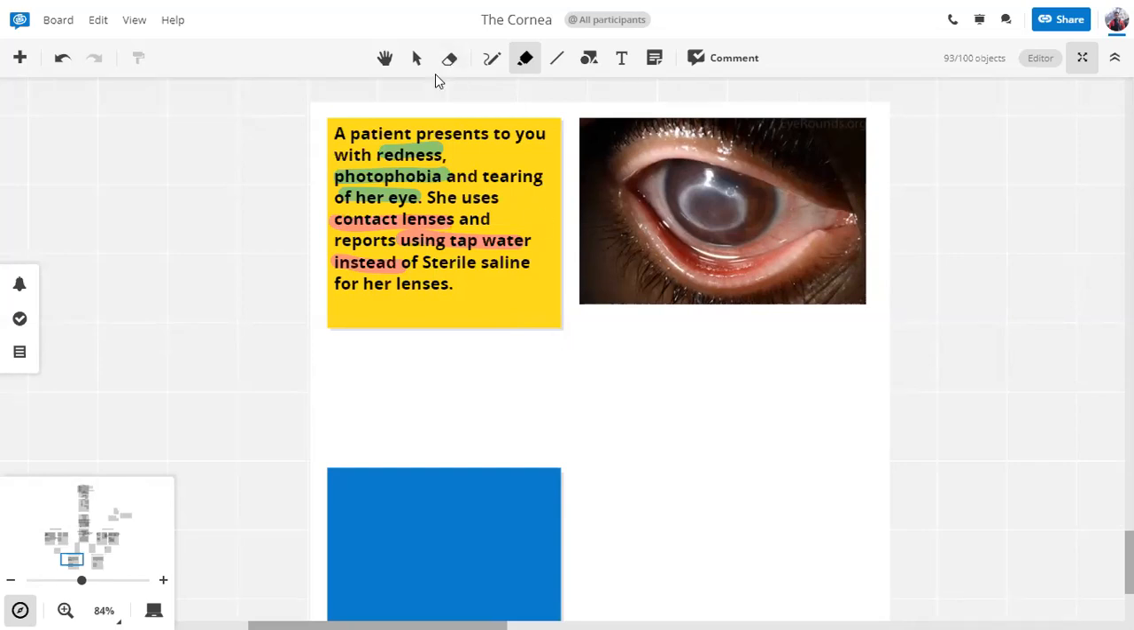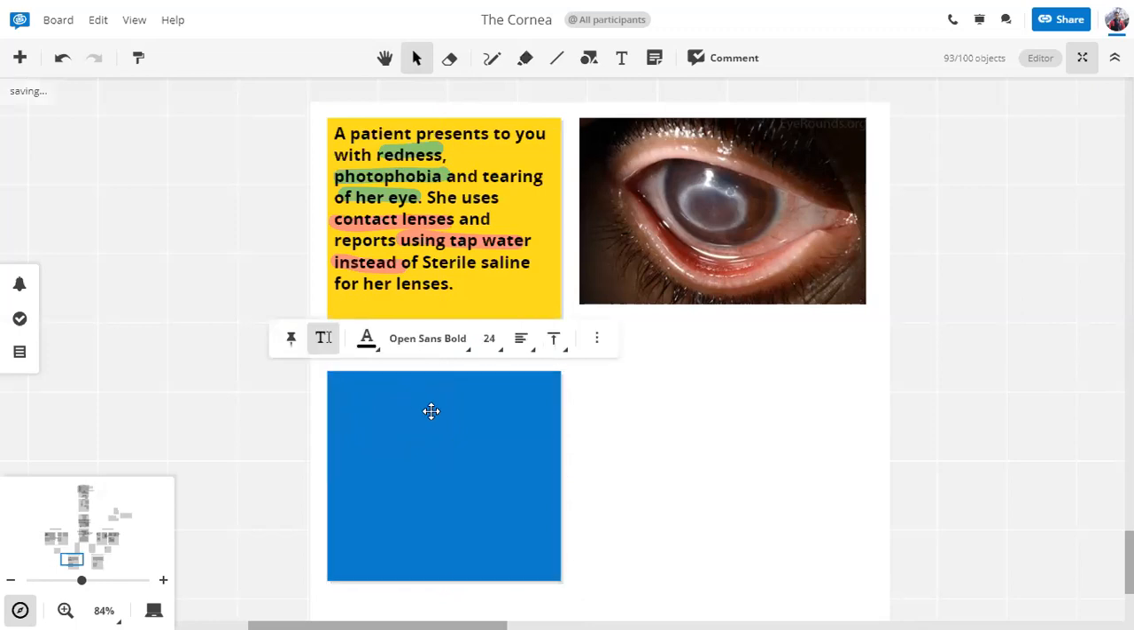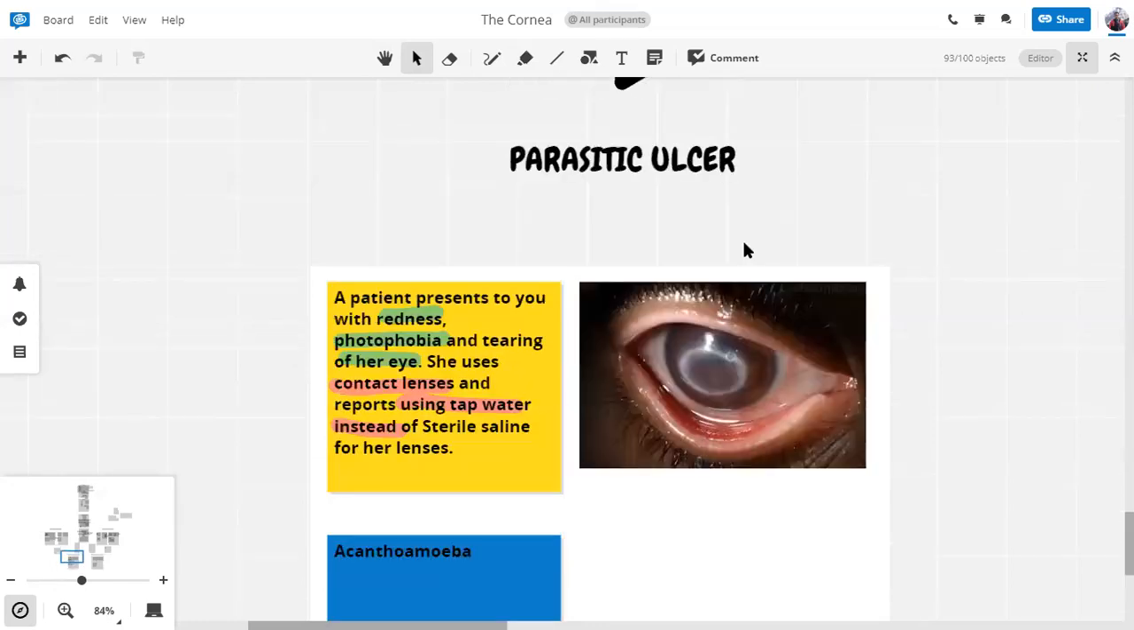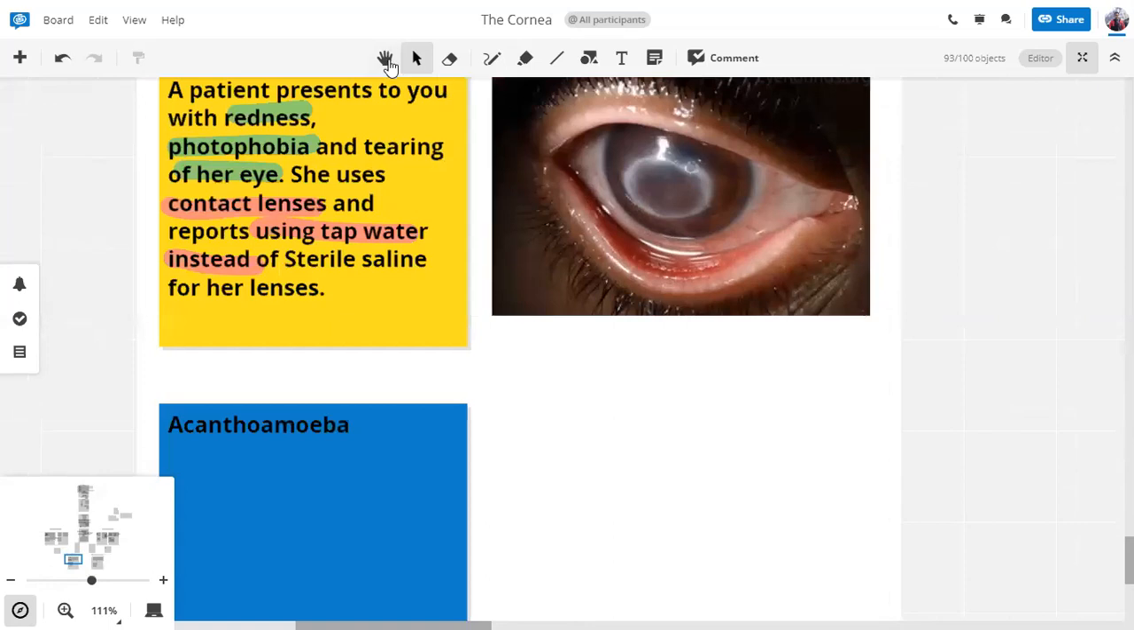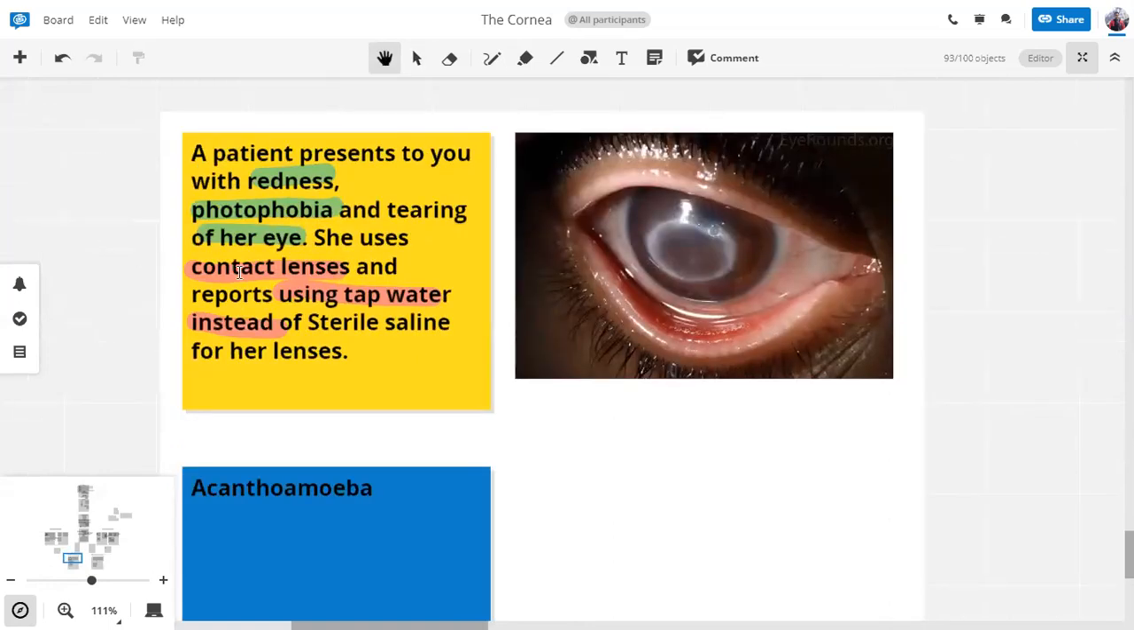Acanthamoeba. This is a parasitic corneal ulcer caused by Acanthamoeba. I don't know the spelling as well. So Acanthamoeba keratitis, or if there's an ulcer, Acanthamoeba corneal ulcer. The only thing you have to know is that it is an ulcer, or otherwise a keratitis, caused in contact lens users who use tap water instead of sterile saline, and the cause is Acanthamoeba. This is the only important keratitis of the parasites you have to know.